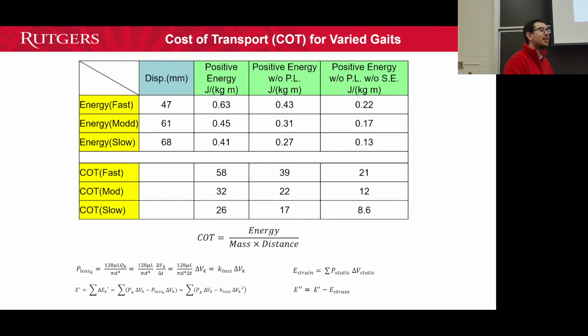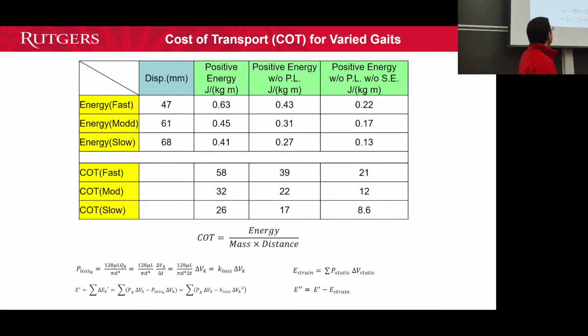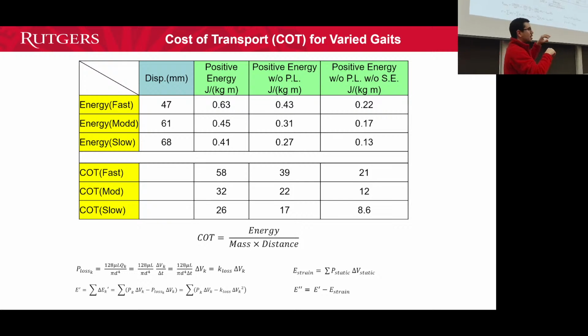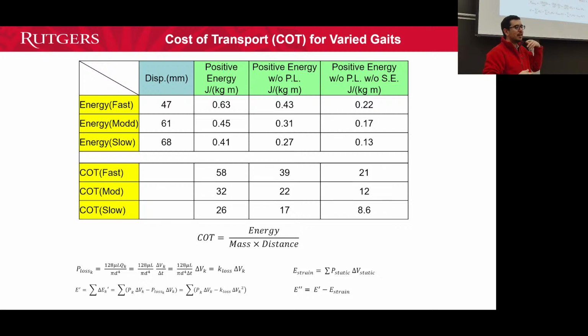And then if you look at the cost of transport numbers, okay? So we had to do some calculations, and the stuff on the bottom is like you have tubing, right? And you have Poiseuille flow in the tubing, so there are going to be losses. And we're trying to figure out how much energy is actually going into the bell of the jellyfish and causing a contraction, right? So we were trying to subtract the losses associated to the viscous drag in the tube, right?